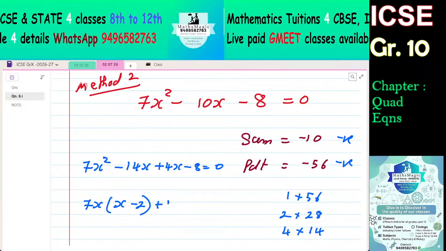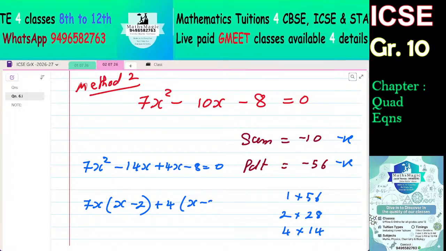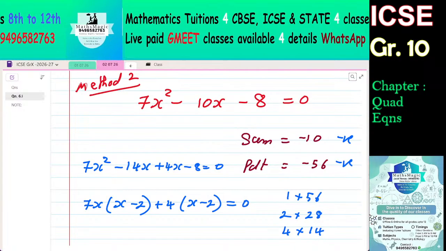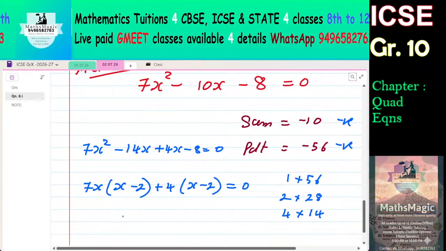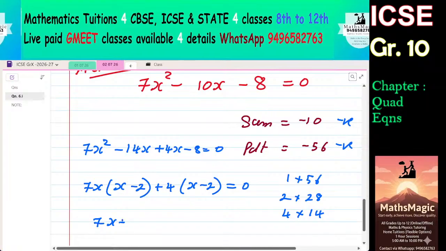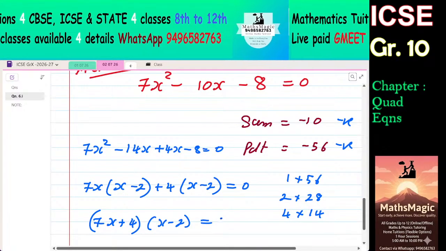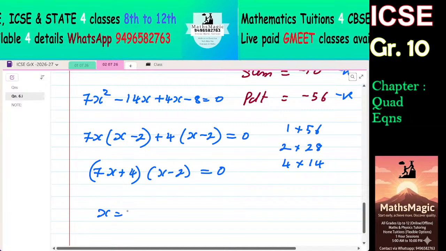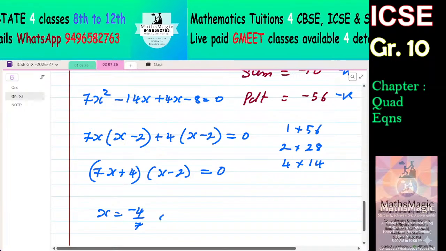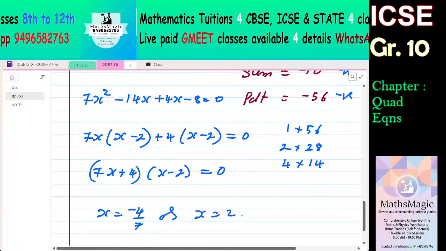And you only take 4 outside, you will get again x minus 2 equals 0. 7x plus 4 times x minus 2 equals 0. X is negative 4 by 7 or x equal to 2. See.